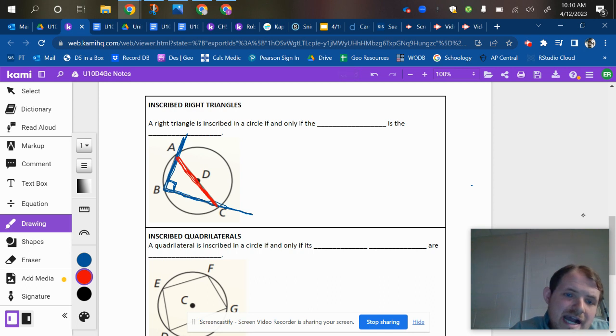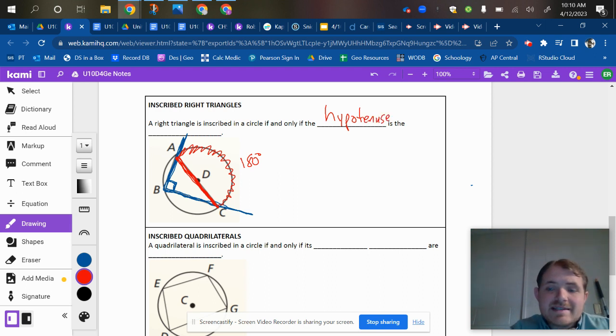And if you remember, half of that circle should be 180 degrees. So this arc made by the diameter is 180 degrees. Does that line up with our rule that if you have an arc and you go to inscribed angle, you cut it in half? Yes, it does. If you double 90, you get 180, or if you cut 180 in half, you get 90. So anytime you have a right triangle inscribed in the circle, a right triangle is inscribed if and only if the hypotenuse is the diameter.